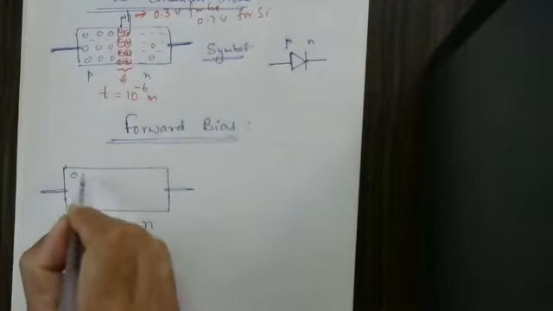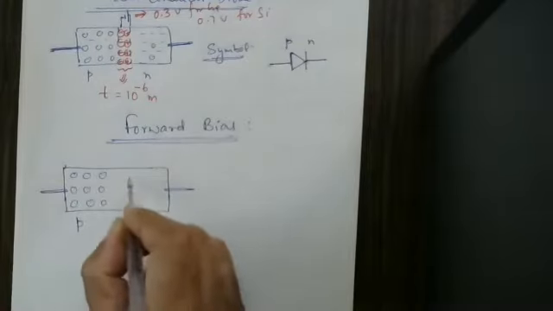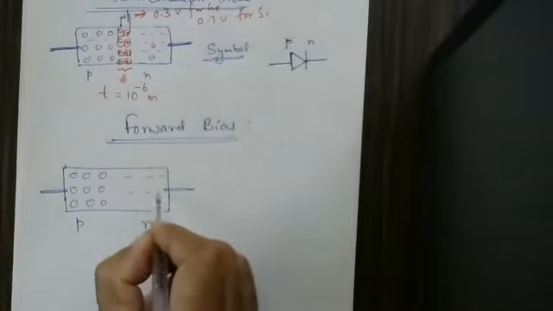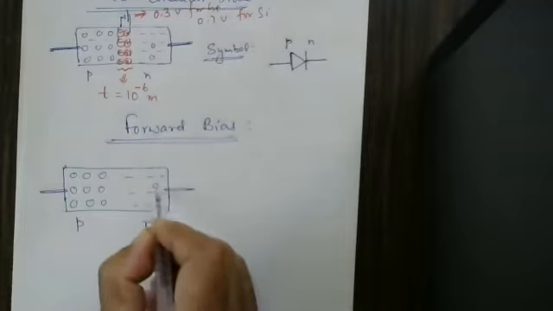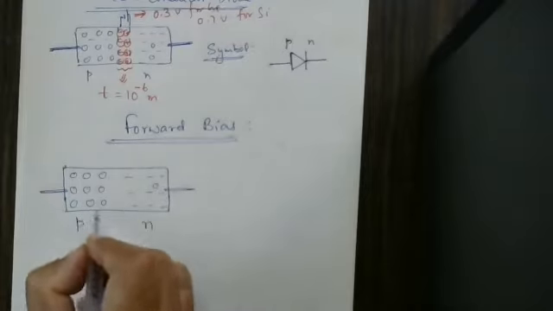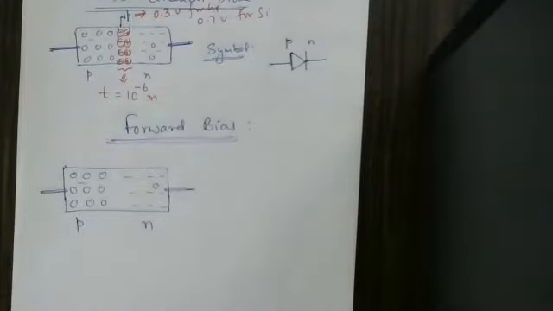Here holes are present. If you want, I will show that also. Here electrons are present, more in number. Majority charge carriers are electrons and minority charge carriers are holes in the N side; majority charge carriers are holes and minority charge carriers are electrons in the P side.